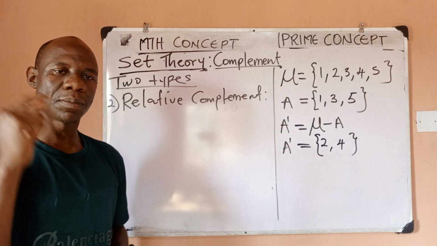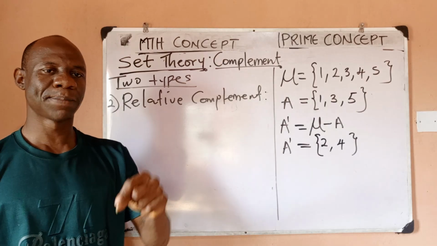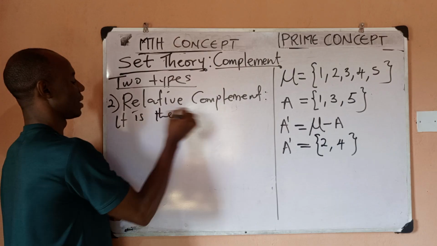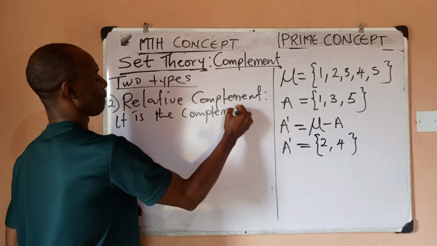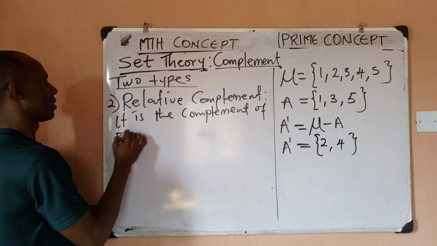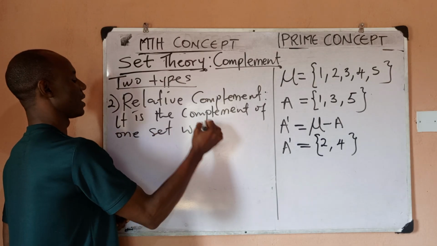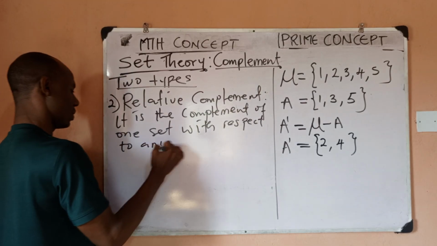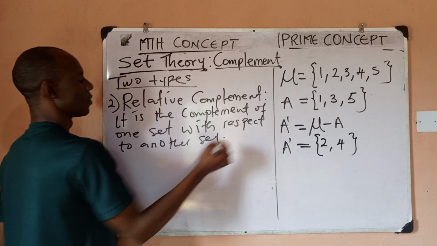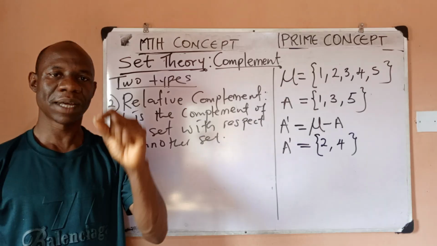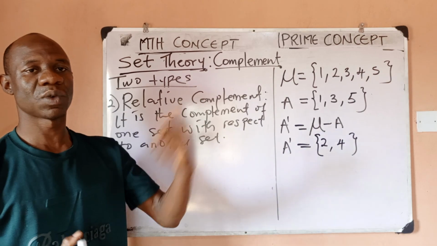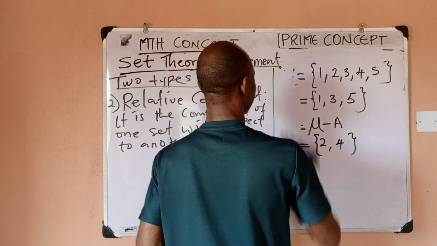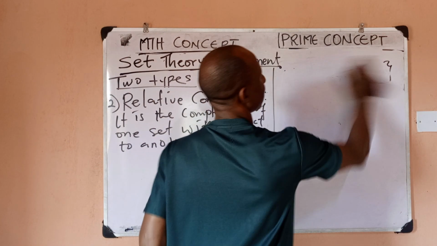So what is relative complement? Relative complement is the complement of one set with respect to another set. So this is a complement that compares two sets. Unlike the previous one that compares a set and the universal set, the relative complement compares two sets. So let's see how it works.